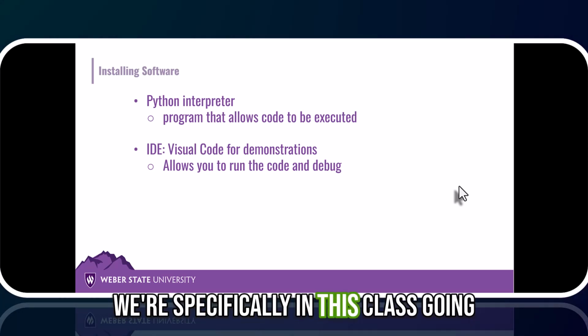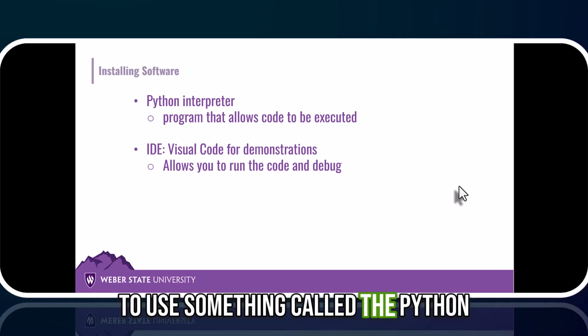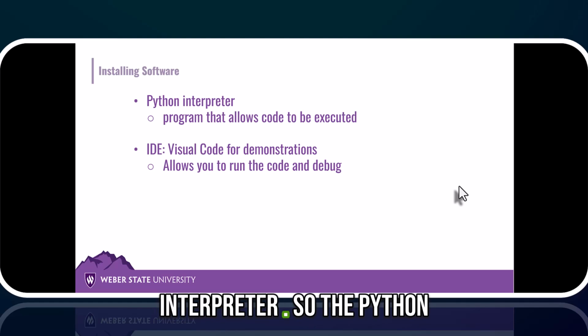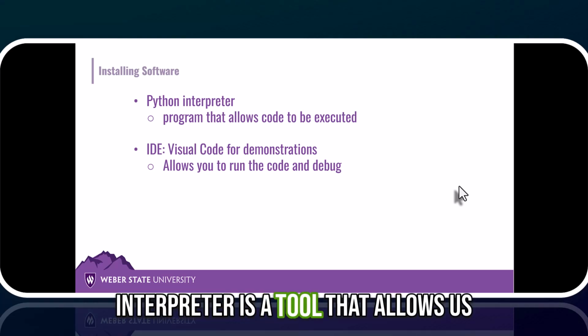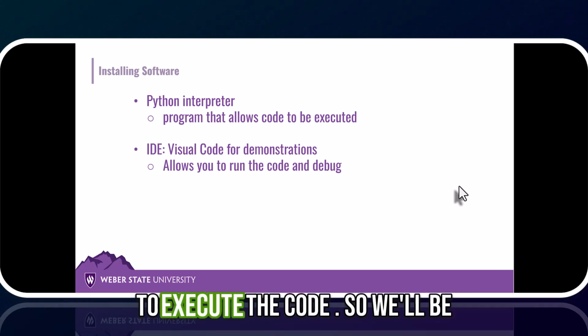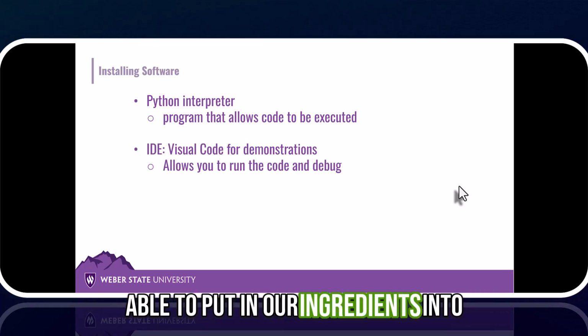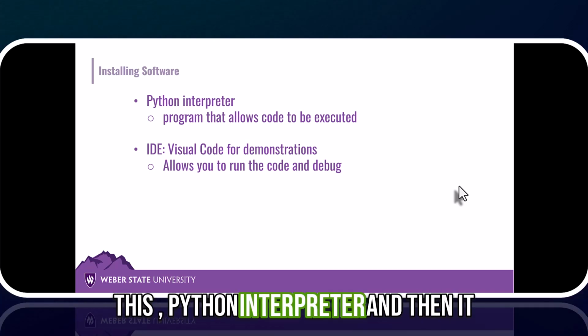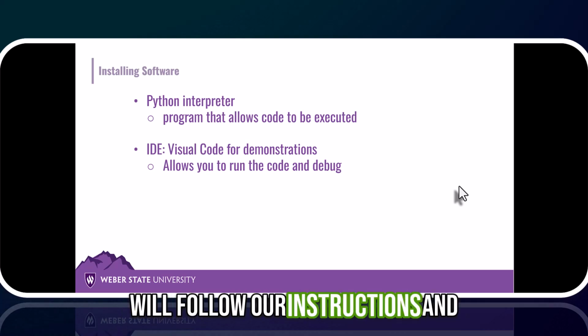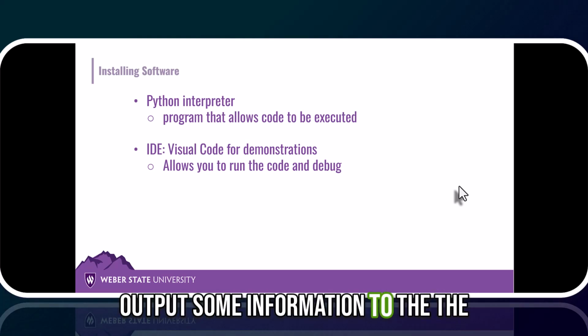We're specifically in this class going to use something called the Python interpreter. So the Python interpreter is a tool that allows us to execute the code. So we'll be able to put our ingredients into this Python interpreter, and then it will follow our instructions and output some information to the user.